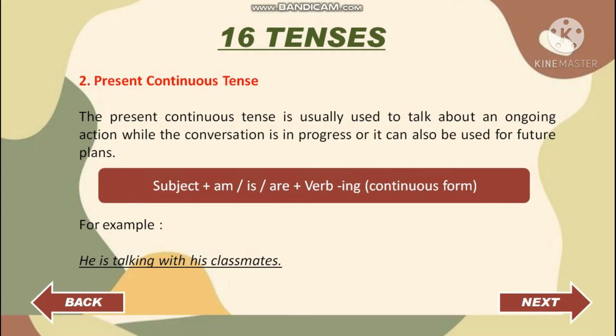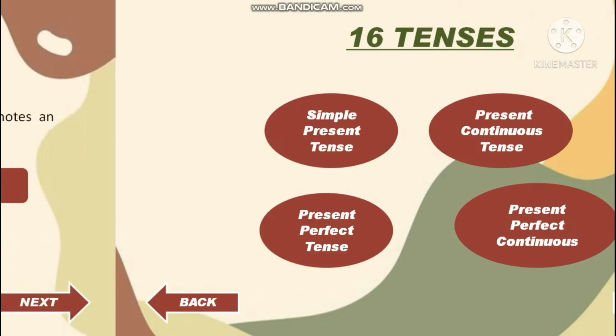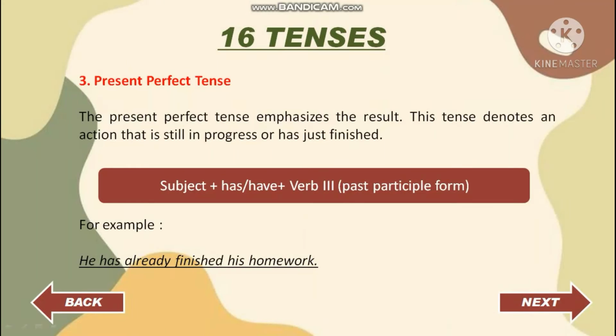And the third tense is the present perfect tense. Present perfect tense emphasizes the result. This tense denotes an action that is still in progress or has just finished. You can see the formula of present perfect tense. And the example is, he has already finished his homework.